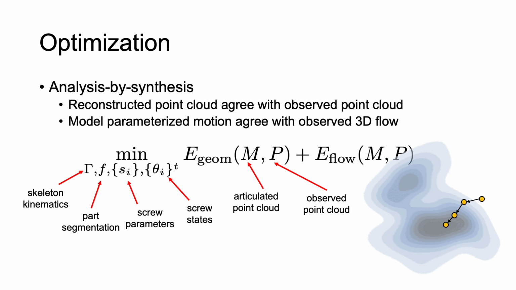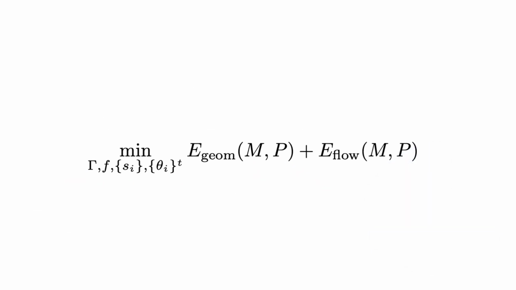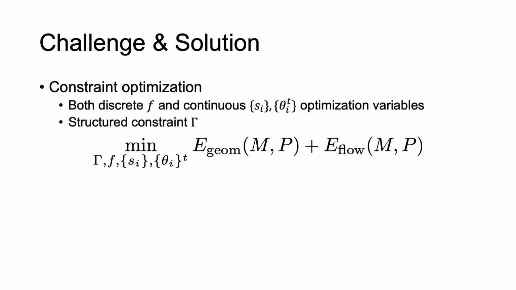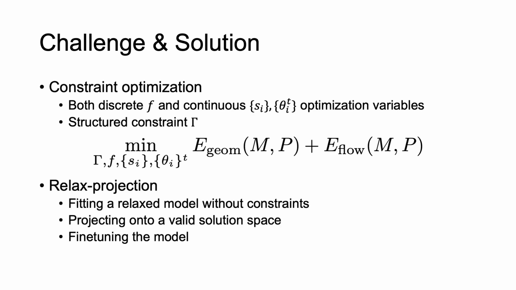We estimate articulation model parameters by energy minimization. The energy measures the compatibility between the articulated point cloud according to the inferred model and the observation at each step, which contains both geometric and motion terms. However, directly optimizing over the set of model parameters is difficult, as it involves both discrete and continuous optimization variables and structured constraints. To this end, we pursue an alternate relax and project approach.